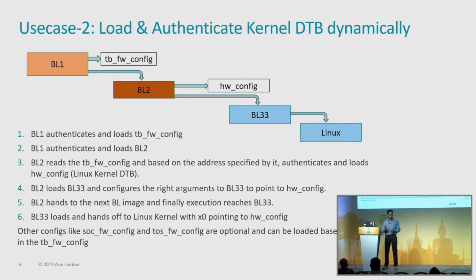Basically, BL1 authenticates and loads tbfw config. BL2 then figures out where the kernel device tree blob is to be loaded. It loads it accordingly. BL33 has an argument pointing to the kernel device tree, and it needs to pass this information onto Linux. Similarly, other configurations are all loaded dynamically using the information in tbfw config.